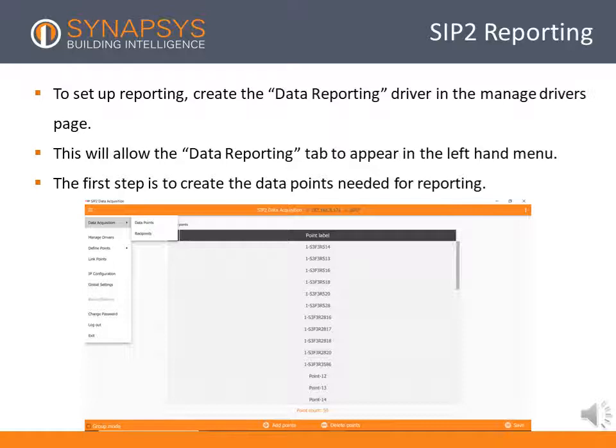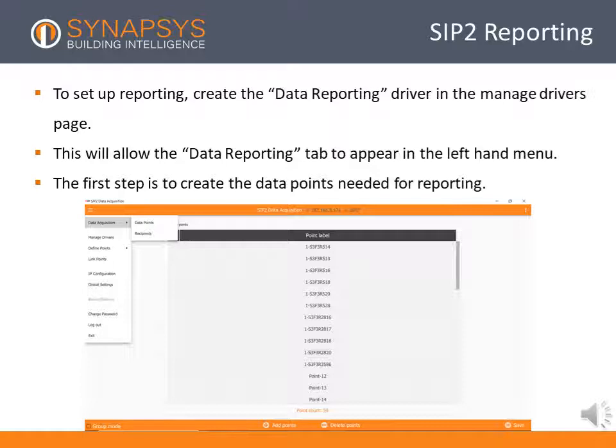Open the data points page to begin configuring the points to be reported. Add new points using the button at the bottom of the page to find the number of points required and enter a label prefix where necessary. The label prefix will add the same starting label to the beginning of each point. Label each of the points with a unique name.